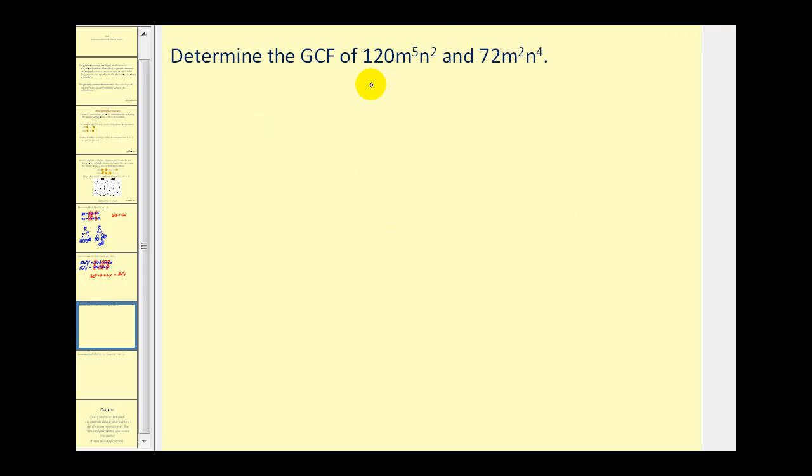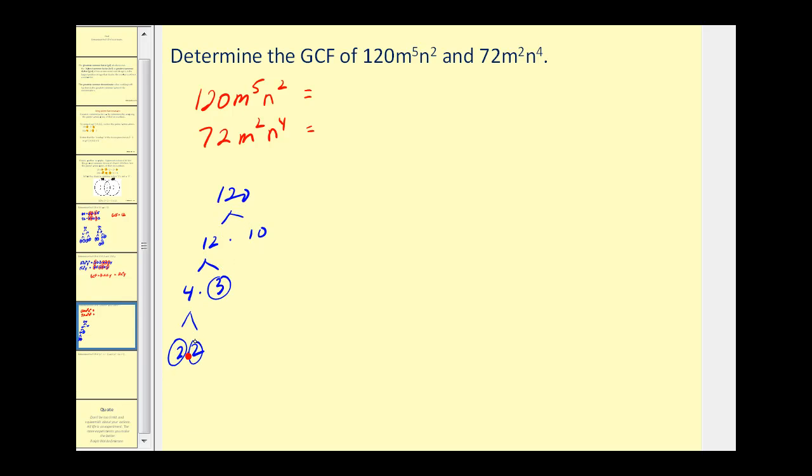So again, it's going to be the same procedure each time. It's just that as these coefficients become larger, it may take some more time to find the prime factorization. Let's take a look at 120. That would be 12 times 10, 4 times 3. 3 is prime, 4 is 2 times 2, and 10 is 2 times 5. Okay, so the prime factorization of 120 would be 3 factors of 2, 1 factor of 3, and 1 factor of 5. We have 5 factors of m and 2 factors of n.